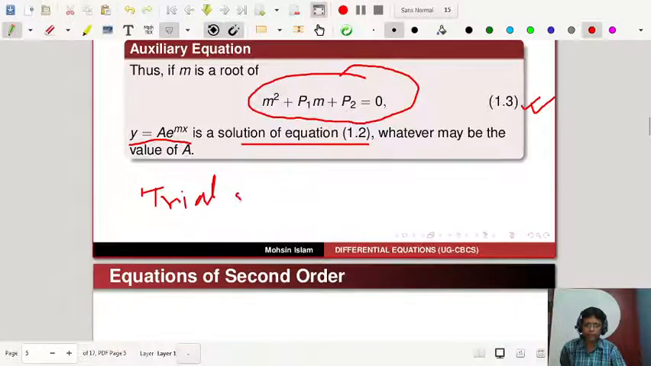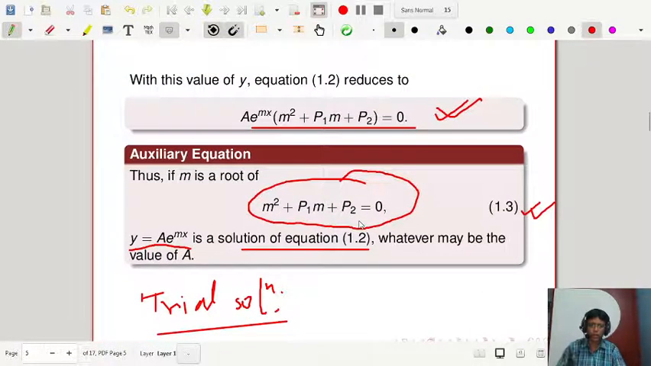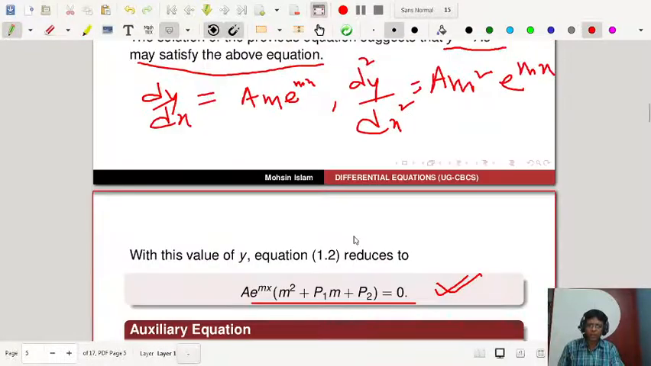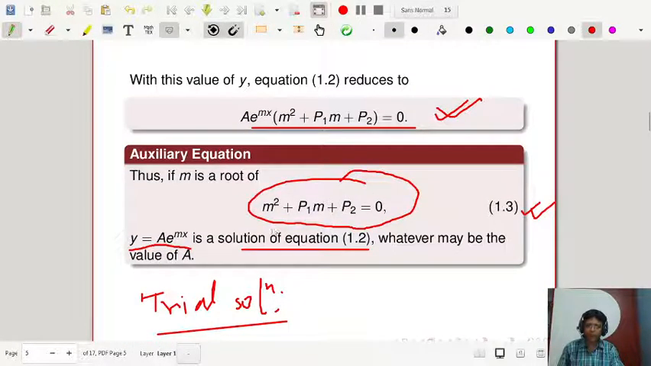So with this trial solution y = a e^(mx), your second order differential equation reduces to an algebraic equation. By algebraic manipulation, substituting the trial solution, you have a quadratic equation, an algebraic equation. So the differential equation transforms to algebra.